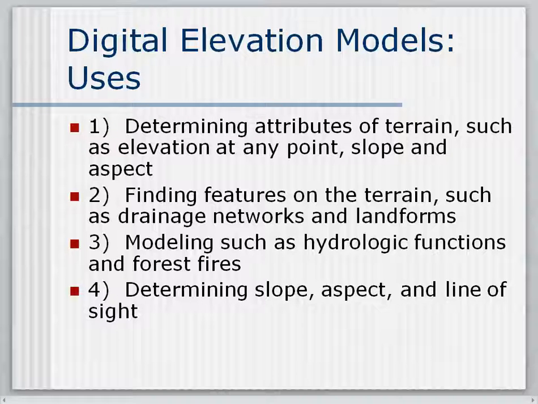Number two, finding features on the terrain such as drainage networks and landforms. We could look at things like watersheds. Using the digital elevation model, you could actually use the computers, the GIS systems, to ascertain watersheds. And also, when it comes to certain landforms, the question is, can you see the forest amongst the trees? Did you see that this was a certain large landform on the landscape, things like that.